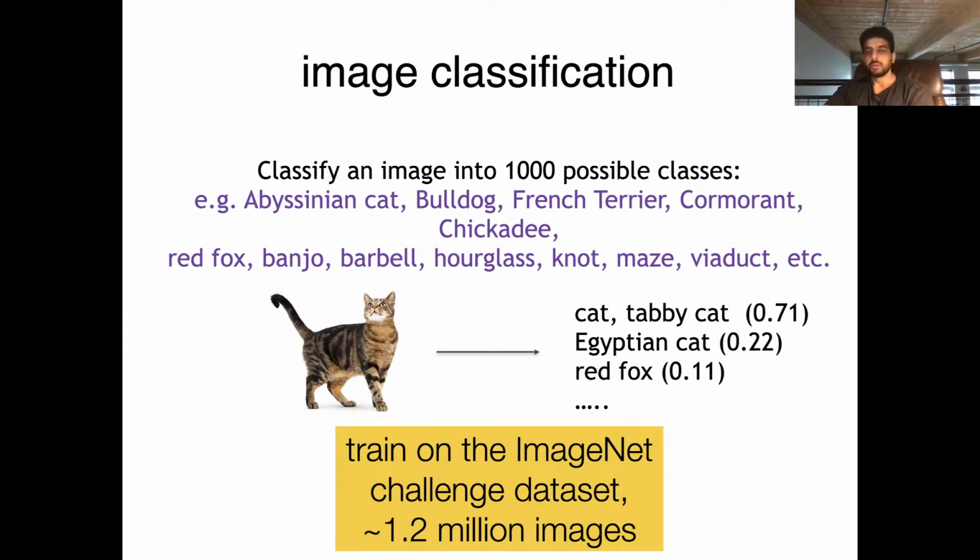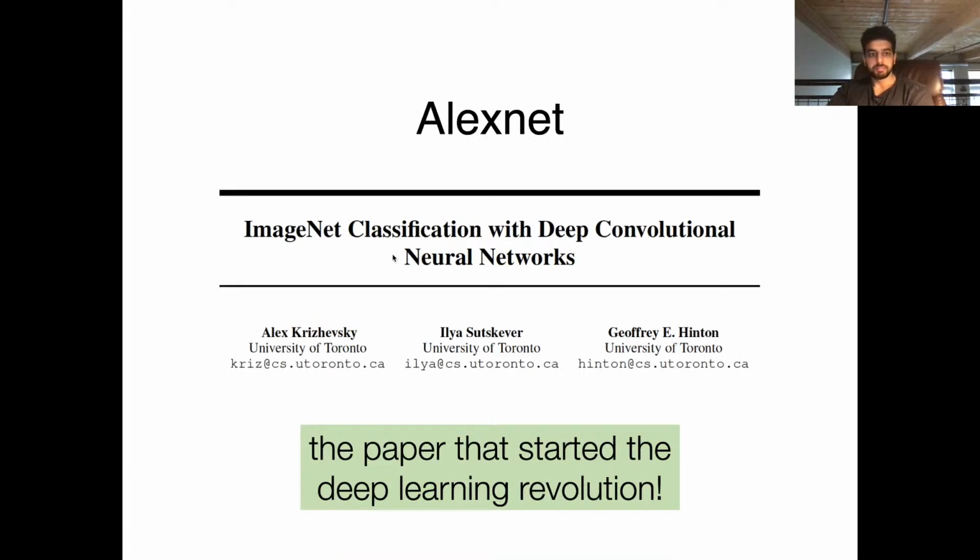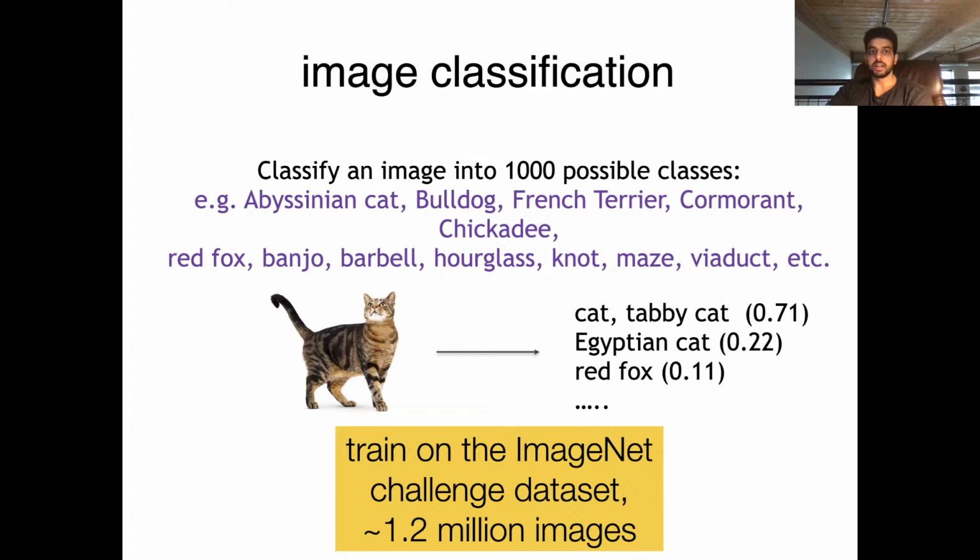So what is this task? If you look at the title of this paper, it's ImageNet classification. ImageNet, you can argue, is the data set that kind of made this revolution possible. It is essentially an image classification task where there's roughly 1,000 possible classes in the basic version of the task. So your goal is, given an image, classify it into one of these categories.